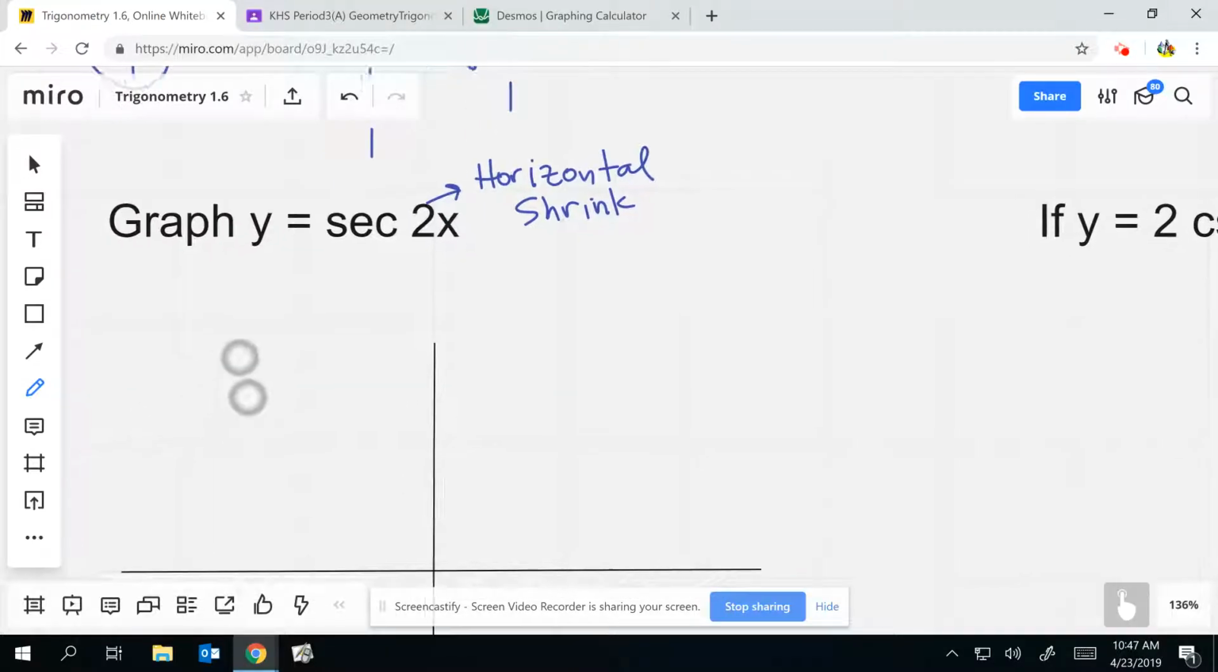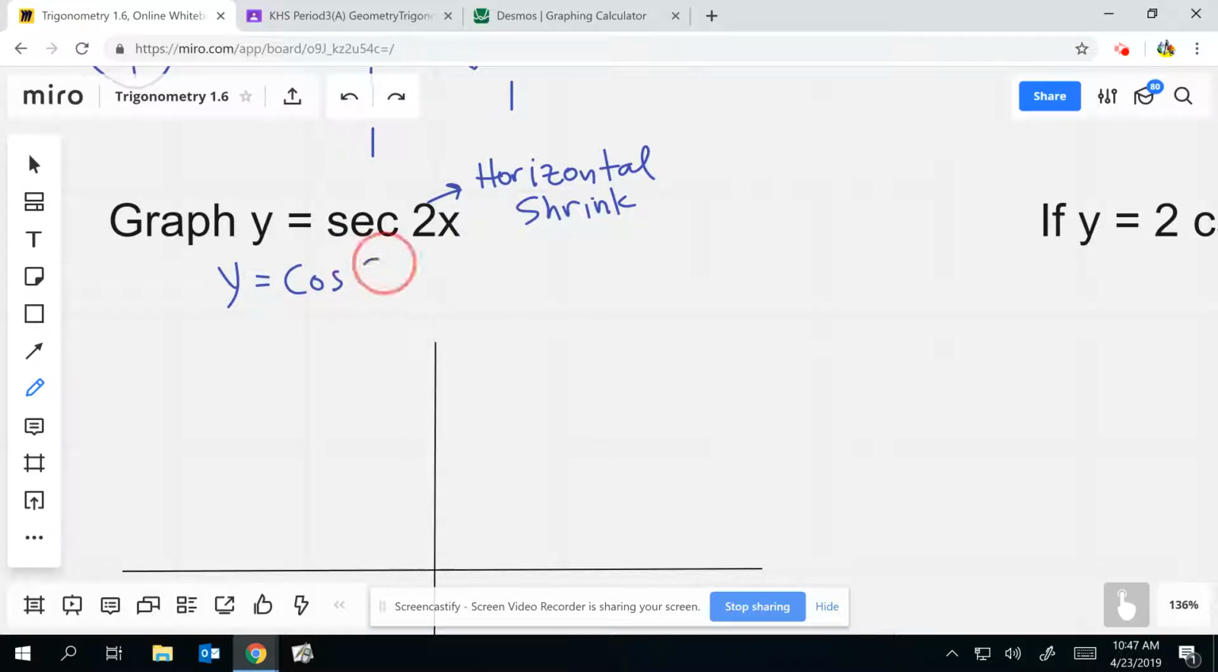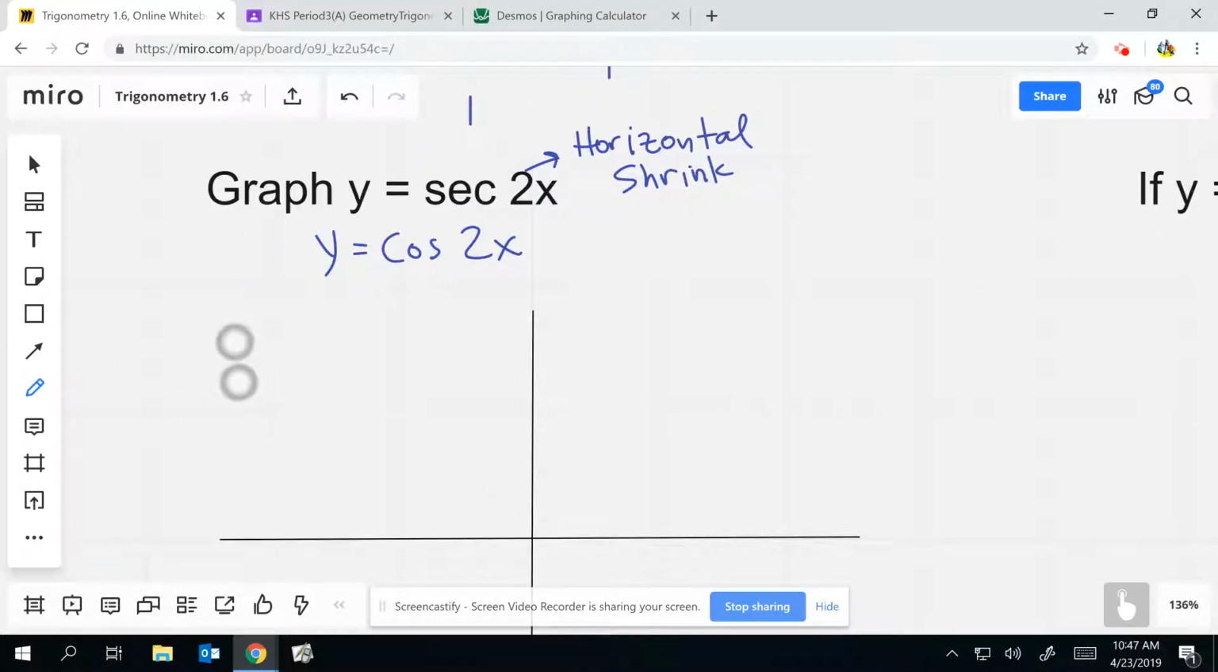Okay, so just put that there so you know it. But what we need to graph would be y equals cosine 2x. And this is actually number 1 on your homework. So if you do this first one with me, you've already got number 1 done. You can do this as number 1 if you want to. We got to graph y equals cosine 2x.